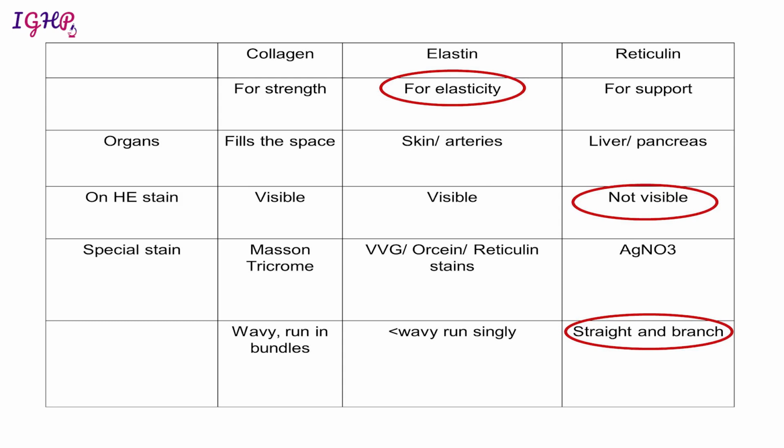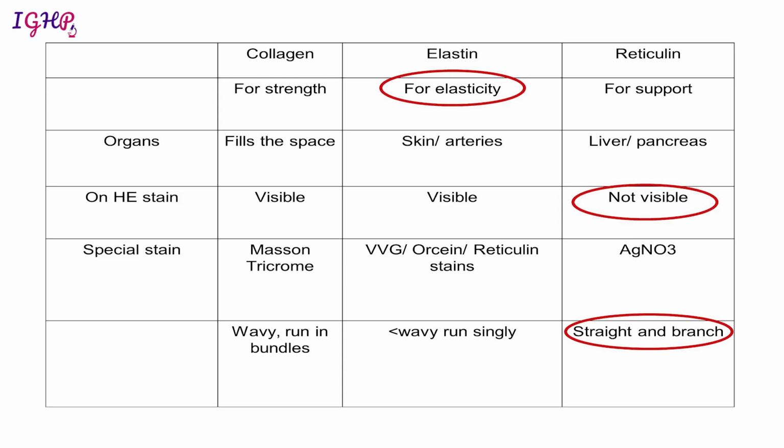So the first one is the collagen fiber. These are the most abundant. They are present throughout the body. They are for strength. So when these are present, that means they are going to give some strength to the tissue in which they are present. Elastin fibers, as the name signifies, give elasticity, and it is like a rubber band. So the thing which contains elastin could be stretched for some distance and then it will come back to normal.